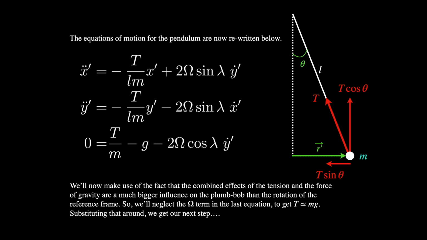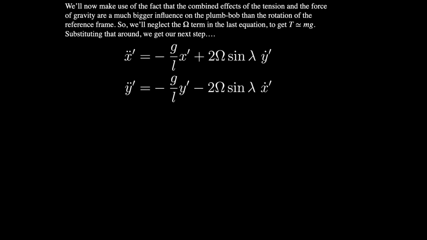We'll say that T is approximated by mg, and we'll substitute that in. So we've substituted T equals mg into the equation. We got g over L in that instead of T over ml, right? And we've eliminated the last equation. So we only have an acceleration in the x direction and an acceleration in the y direction. We have no change in the z direction, which is kind of what we expected, right? So that's good. We neglected that last term. That's our next step. And so we only have these two equations. Let's see what we can do to rearrange.